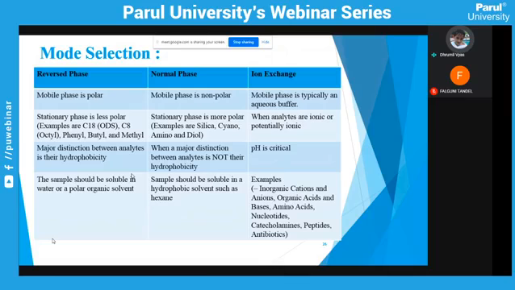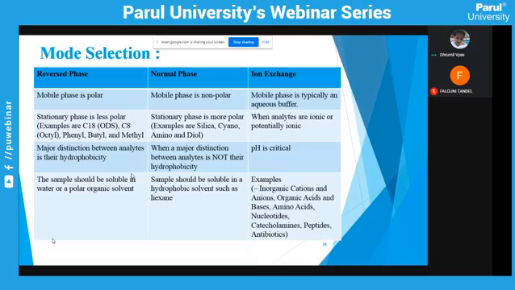The sample should be soluble in water or a polar organic solvent for reverse phase chromatography. For normal phase chromatography, what is required? Samples should be soluble in hydrophobic solvent. Hydrophobic solvents like non-polar solvents, hexane, IPA, such types of solvents will help dissolve our compound, and we are able to develop the method in normal phase chromatography.